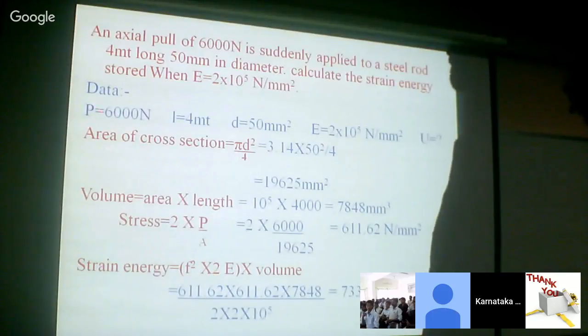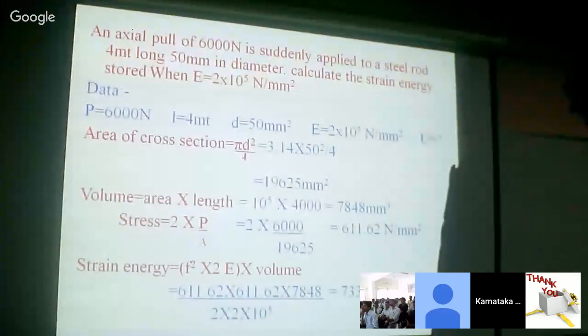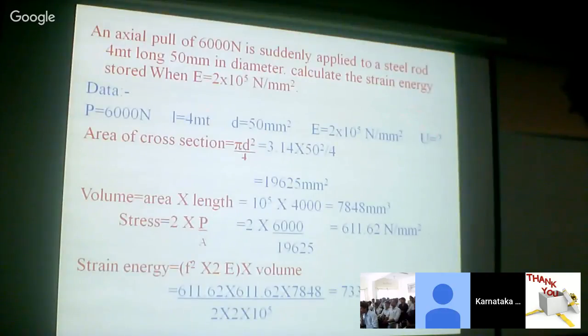The data given is load P equal to 6000 newtons. The length of the bar is 4 meters. The diameter of the bar is 15 millimeter. Then Young's modulus is given. Calculate the strain energy absorbed by the material when the load is applied suddenly, please underline this. This is the load applied suddenly. Area of cross section is pi d square by 4, as usual. Then we will substitute the values and we get the cross sectional area. When you get the cross sectional area, then volume can be calculated from this.